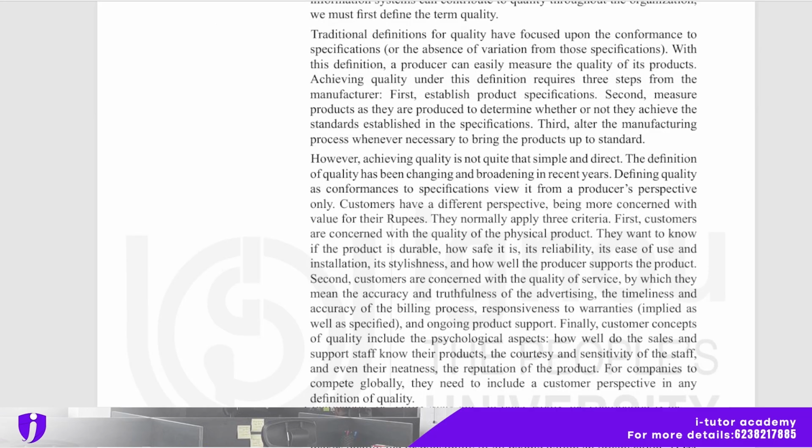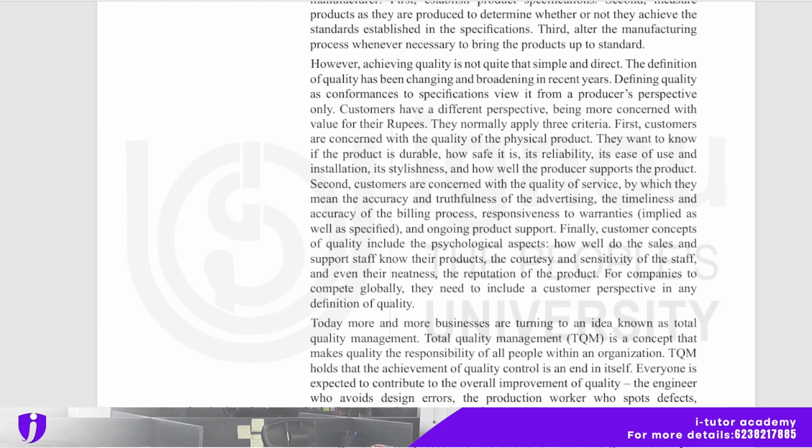Traditional definitions of quality have focused upon conformance to specification, and with this definition a producer can easily measure the quality of its products. Achieving quality under this definition requires three steps from the manufacturer. First, establish product specifications. Second, measure products as they are produced to determine whether or not they achieve the standards established in the specification. Third, alter the manufacturing process whenever necessary to bring the products up to standards. However, achieving quality is not quite that simple and direct.